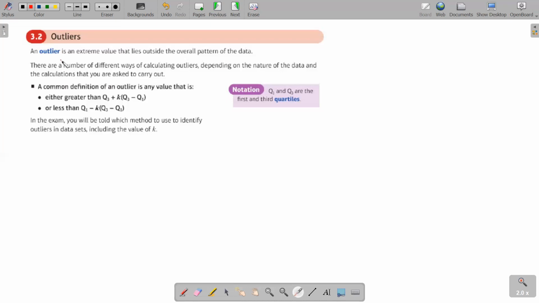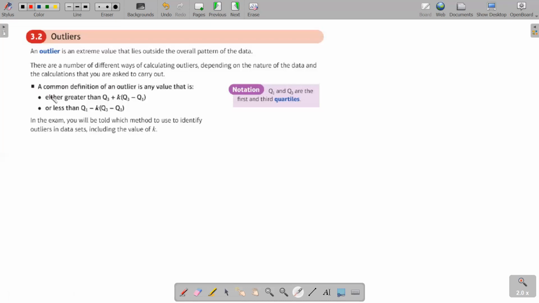Normally, where do you expect to find the outliers in a data set? Do you expect the outliers to be in the middle of the data set? A data set means we arrange the data in ascending order. The outlier is going to be either at the very beginning or at the very end, because it is something that lies outside the pattern of the data.